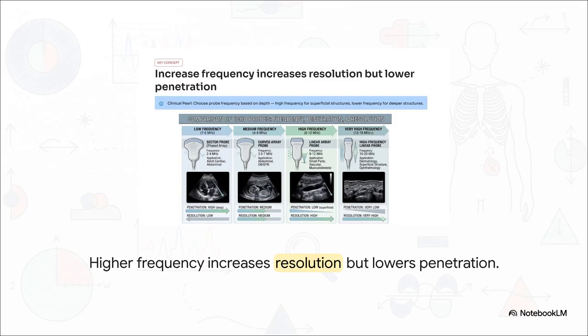Moving a bit higher, to the 8 to 12 megahertz range, linear probes offer stunning resolution for superficial vascular work, but they just don't penetrate very deeply. And on the extreme high end, probes up to 18 megahertz give microscopic resolution for fields like dermatology or ophthalmology, but they can barely penetrate a few millimeters into the skin.